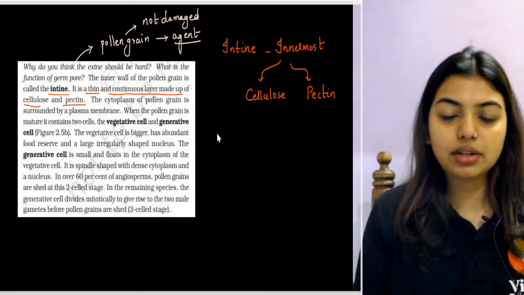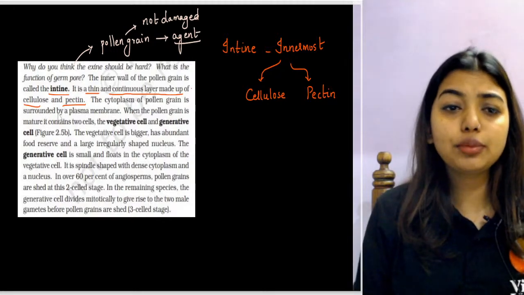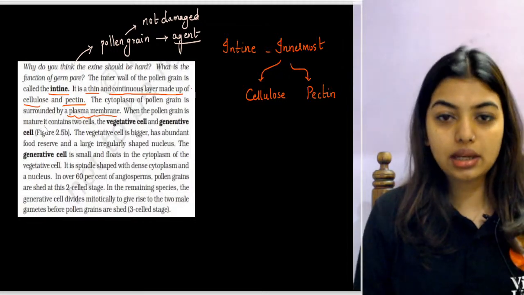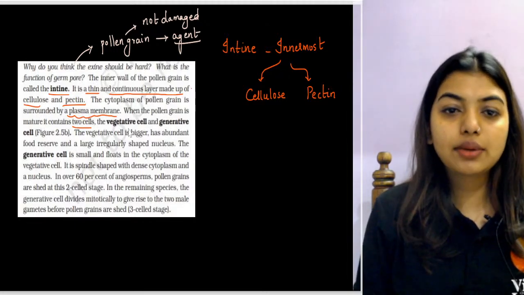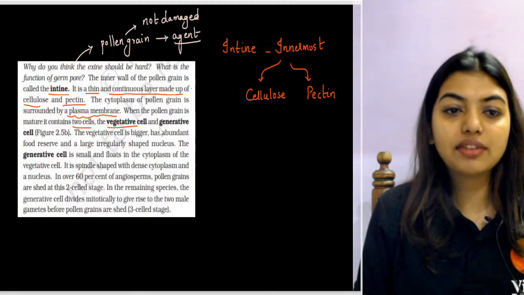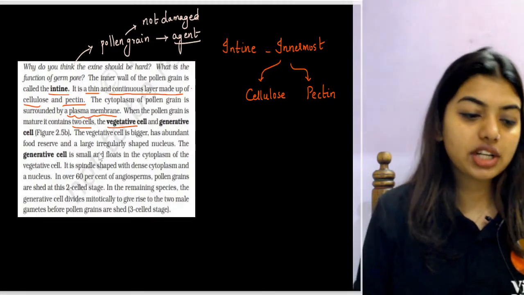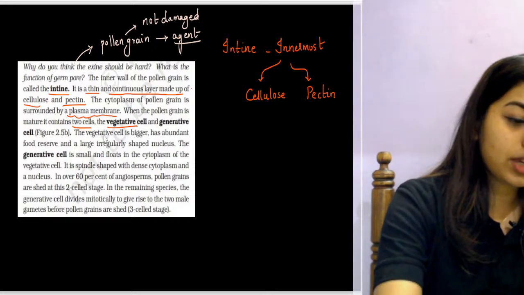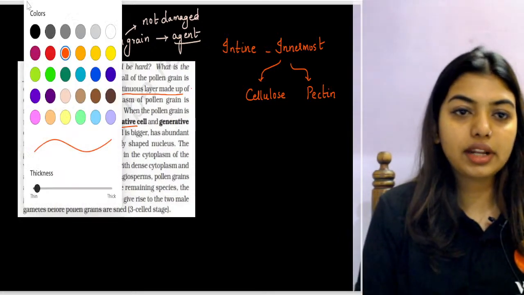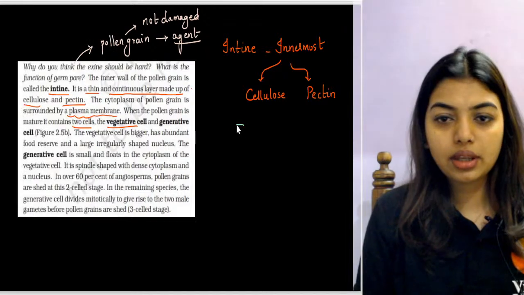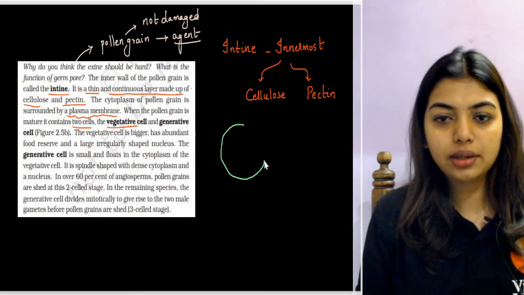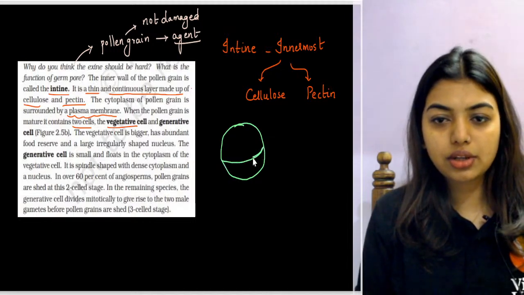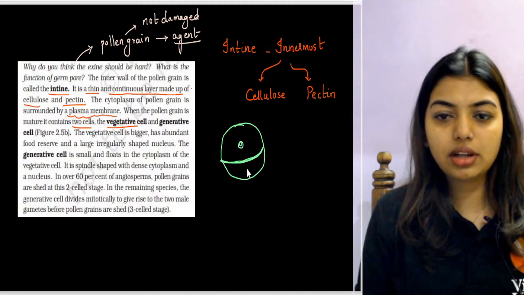Cellulose and pectin. Okay. Now, the cytoplasm of the pollen grain is surrounded by a plasma membrane. When the pollen grain is mature into two cells, it will have a vegetative cell and it will also have a generative cell. Okay, awesome. So here, if I draw a pollen grain, they are telling this cell will have two regions. They'll have a plasma membrane and they'll have two regions, one region here and one region here.